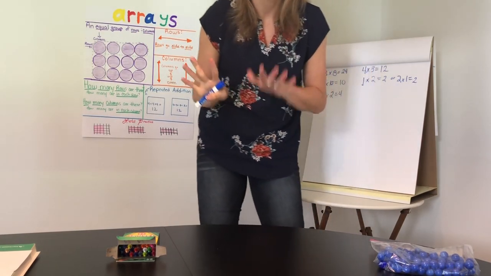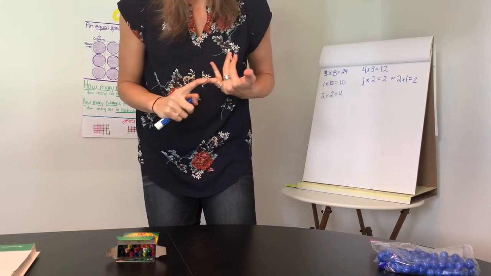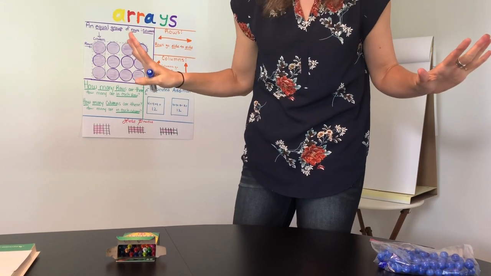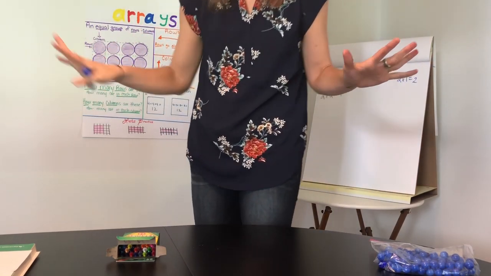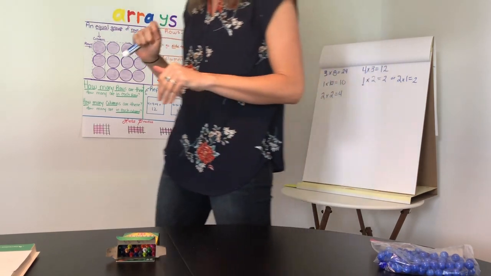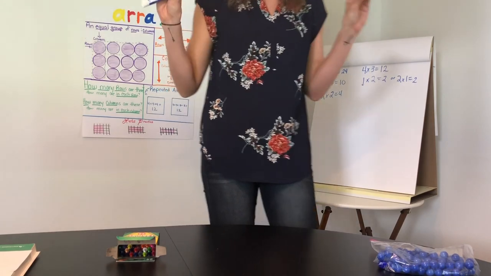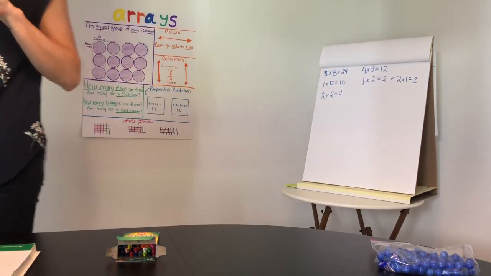Well, you can continue to look as you go outside, when you get home tonight. Look in your kitchen. I bet your kitchen is full of arrays. Maybe your floor. If you have tile floor at home, maybe you have an array across the floor. I bet you will start to notice that there are arrays all over. Everywhere you look, you're going to start seeing these arrays.